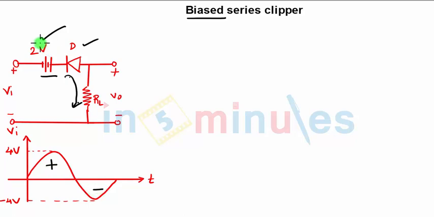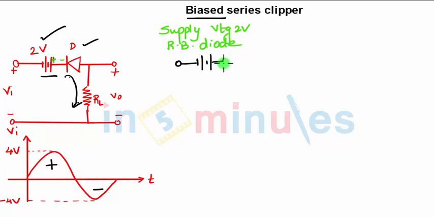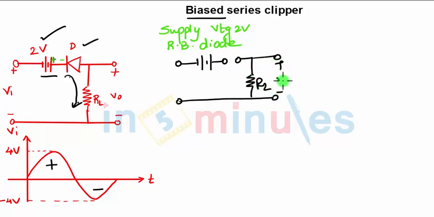First look at the position of the diode and the supply voltage. You can see the positive of the supply voltage is connected to the negative terminal of the diode, hence the supply voltage of 2 volts is reverse biasing the diode. So in this case, how will the circuit look? The diode is open circuited, then you have RL, across which we are measuring the output voltage VO.